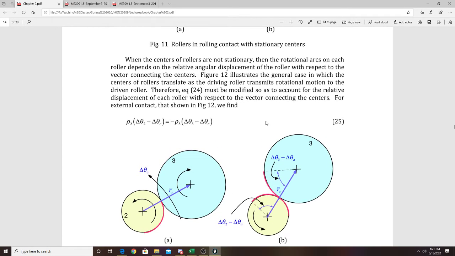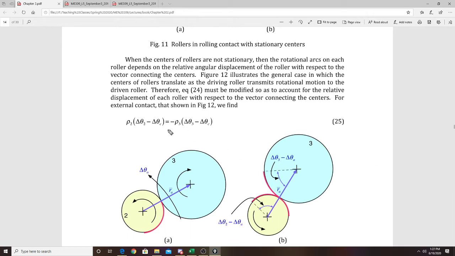And it says, when the centers of rollers are not stationary, then the rotational arcs on each roller depends on the relative angular displacement of the roller with respect to the vector connecting the centers. Figure 12 illustrates the general case in which the centers of the rollers translate as the driving roller transmits rotational motion to the driven roller. Therefore, equation 24 must be modified so as to account for the relative displacement of each roller with respect to the vector connecting the centers. For external contact, it is shown.